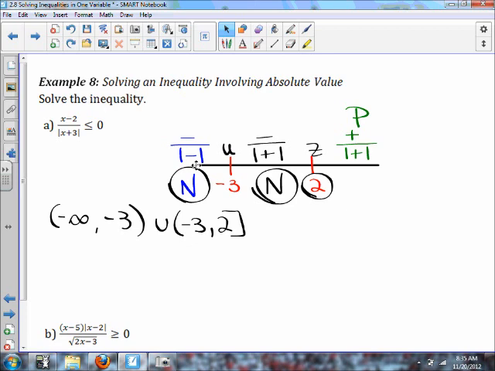Are there any questions on example 8A? Yes, Justin. Why can't you just go from -infinity to 2? You can't do that because it is undefined at -3. That's why you can't go -infinity to 2. I'd like you guys to work on B.